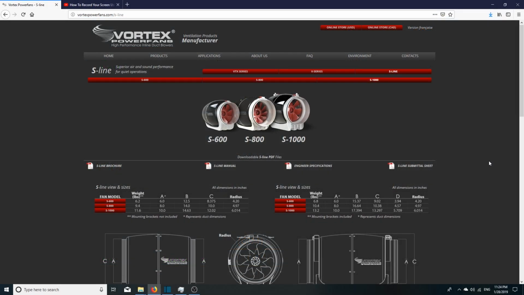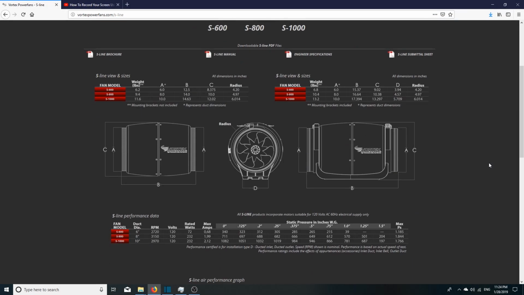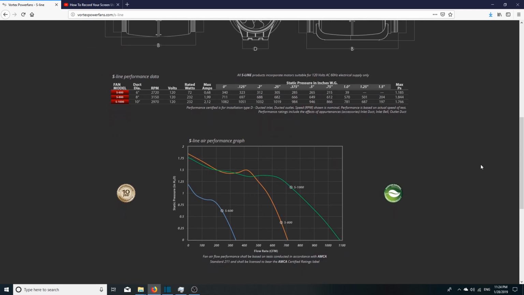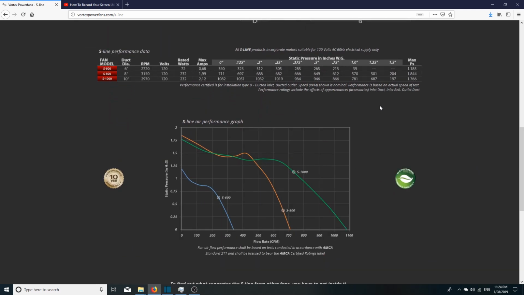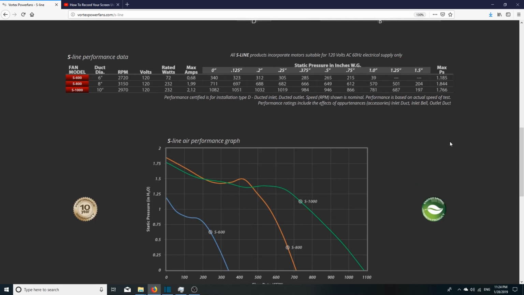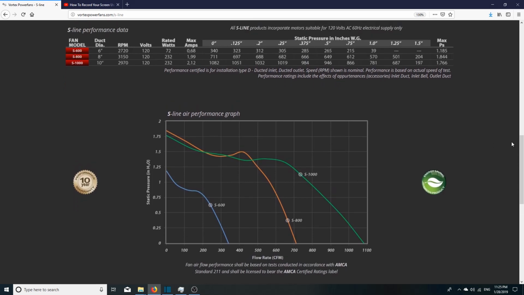However, some of the high-end fans have more detailed information on how the fan performs under different conditions. As an example, I found this engineering specification chart from the Vortex Fan website. The y-axis shows the static pressure when the fan is tested, and the x-axis shows the measured flow rate at the corresponding static pressure. Different colors of the curves indicate different models of the fan. As you can see, different fans have different performance profiles.